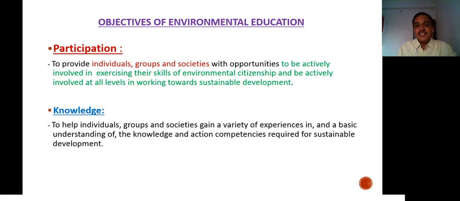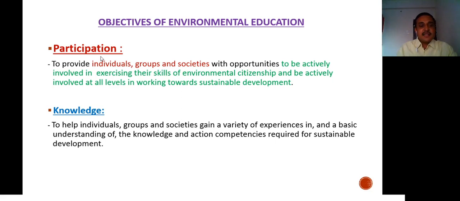The term sustainable development may be new for you. Sustainable development is a development which meets the needs of the present generation without compromising the ability of future generations to meet their own demands. In this way, we provide opportunities to individuals and groups of individuals to participate in such programs. This is the first objective, participation.